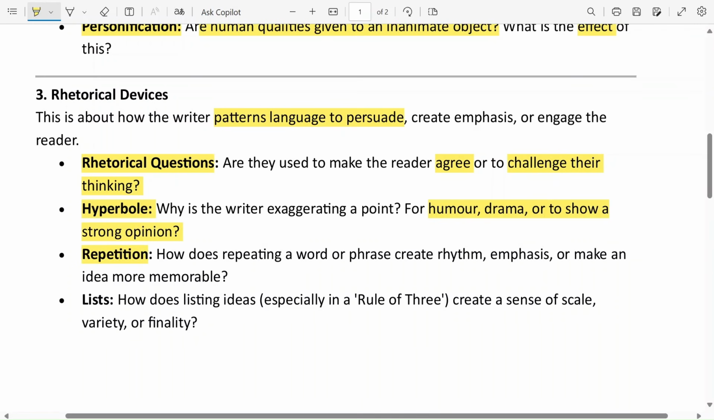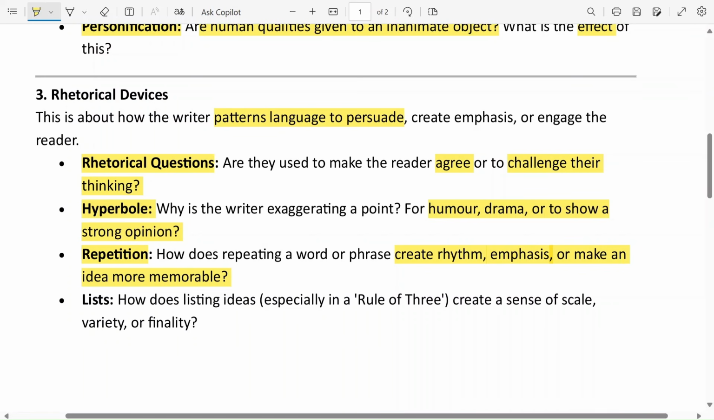Next is repetition. We know that repetition is really powerful, but is it used to create rhythm, to build emphasis, or to make an idea super memorable? These are just some ideas. Of course, all of these language features can be used for various effects.